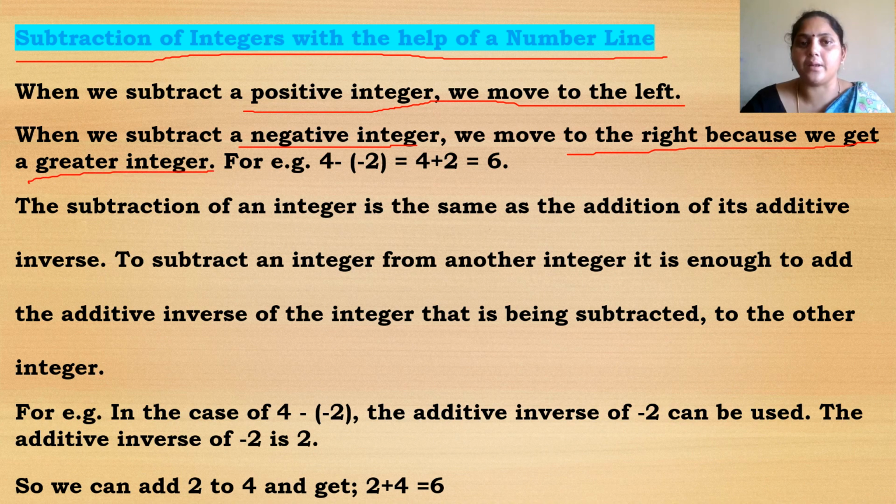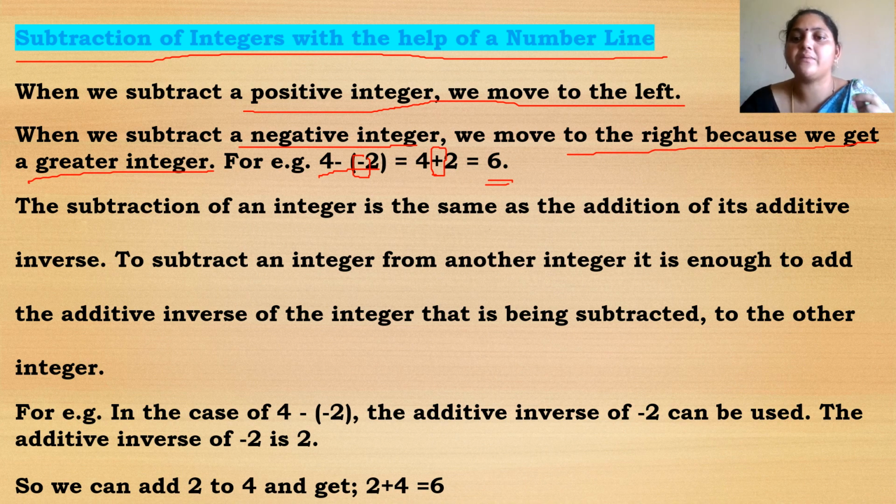For example, 4 minus minus 2. In the bracket we have minus only. So minus of minus we will get plus. When we see two minus signs, we will get a plus there. So 4 plus 2 is equal to 6. We have to find the greater number to the right because we get a greater integer. When we subtract a negative integer, we move to the right only, not to the left, for getting the greater integer, right?